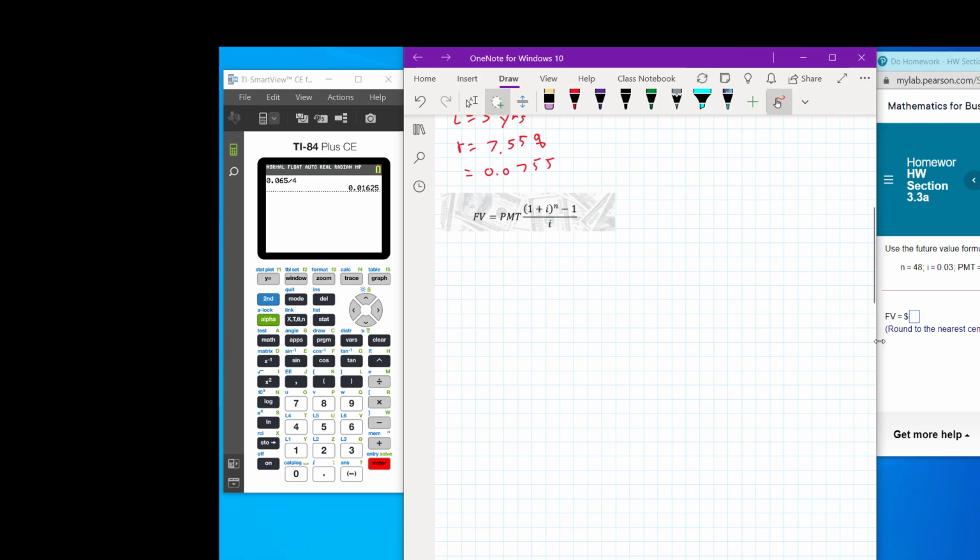For our next problem, we basically have a direct application of our future value formula. Here we want to find the future value, FV, if n is equal to 48, if I is equal to 0.03, and if our payment is equal to 78. So this is really nothing more than putting in the numbers and seeing what we get. But let's go ahead and categorize what our numbers are. First we have that n is equal to 48. I is equal to 0.03. Payment is equal to 78.